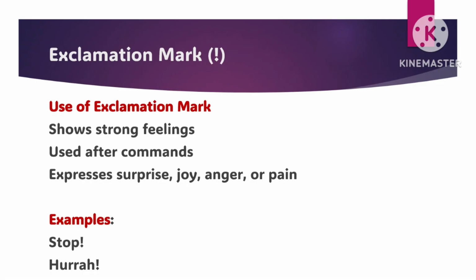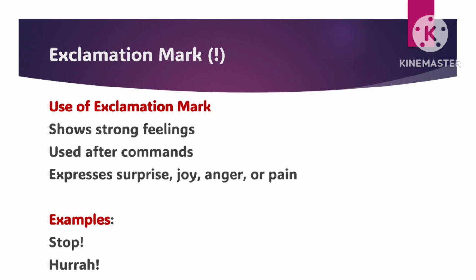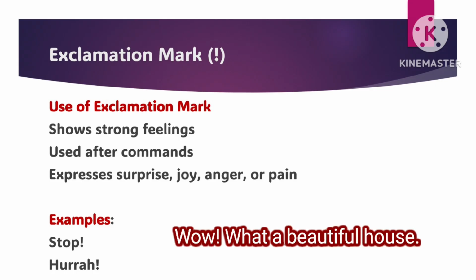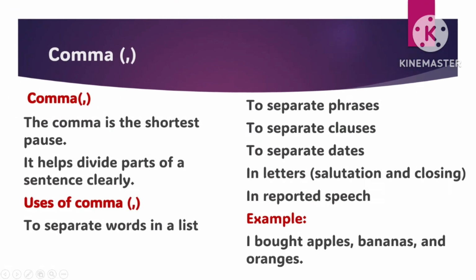Next we have exclamatory mark, which is exclamation mark. It is used to show strong feeling, used after commands, expresses surprise, joy, anger or pain, which makes your writing very effective. See with the examples: stop! Hooray! These are the examples of exclamation. Like take a sentence: wow, what a beautiful house! In this, wow is a word which is showing the expression which we can finish with the exclamation mark just after it.